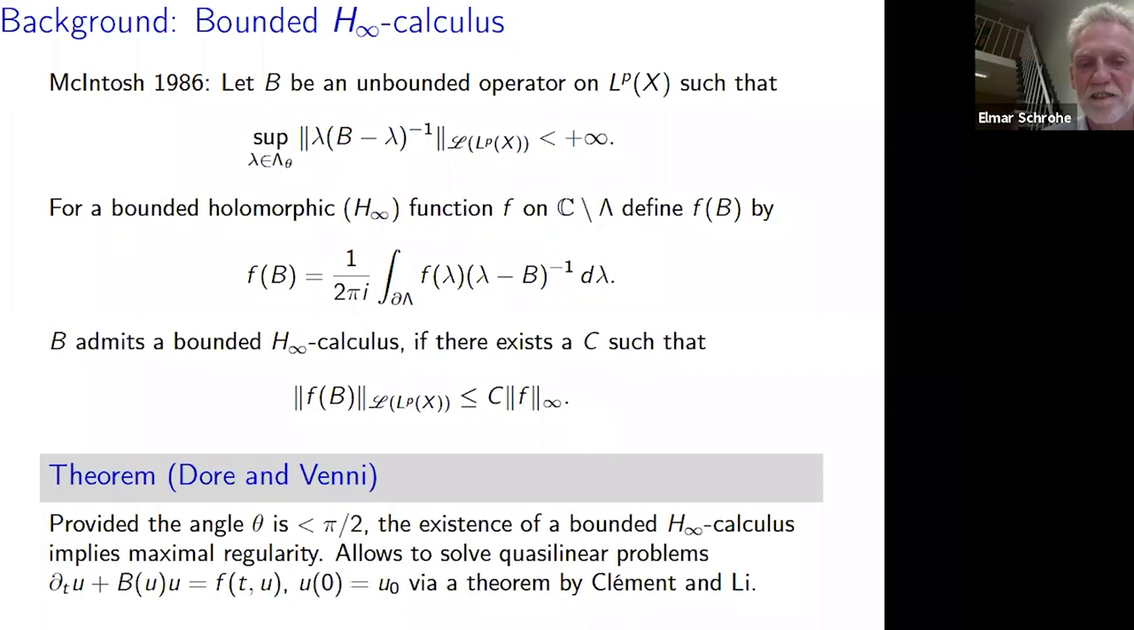So why is this interesting from the point of view of nonlinear PDE? There is first a theorem by Dore and Venni, who showed this for the slightly weaker version even of bounded imaginary powers. So if you have bounded imaginary powers and your angle is small enough, namely less than pi over 2, then the existence of a bounded H infinity calculus implies that the operator has maximal regularity. And if you have maximal regularity, then there is a very nice theorem by Clément and Li that allows you to solve quasi-linear problems of this form with very simple conditions and so beautiful setting. Well, that's probably all I should say about this.